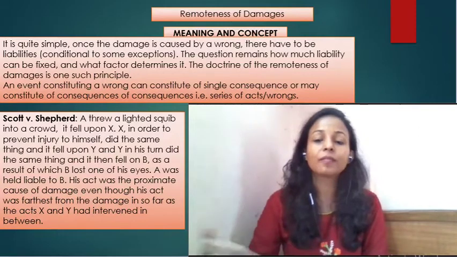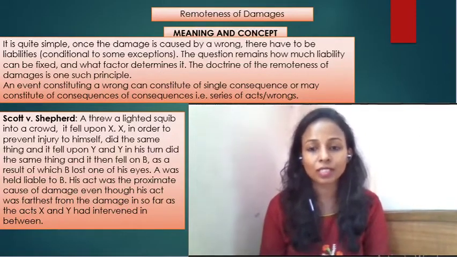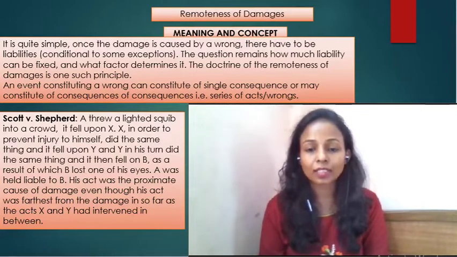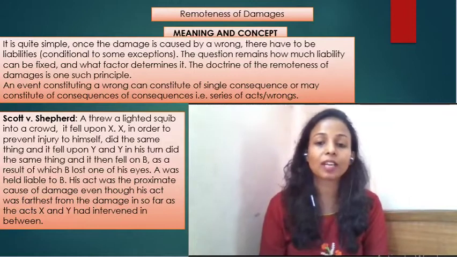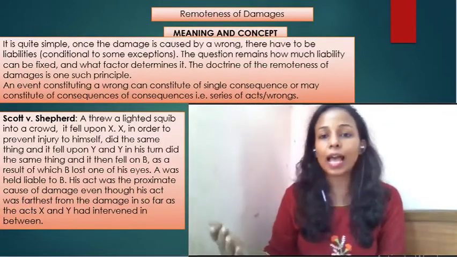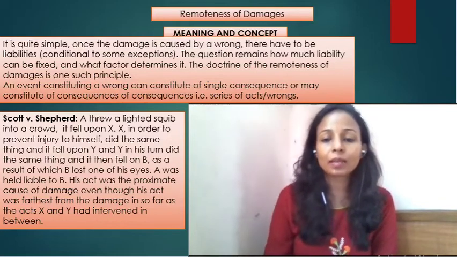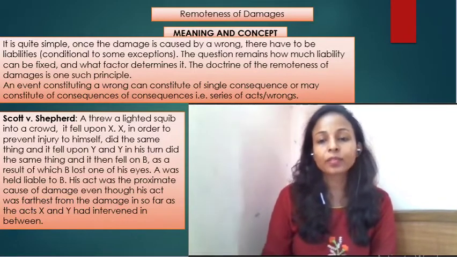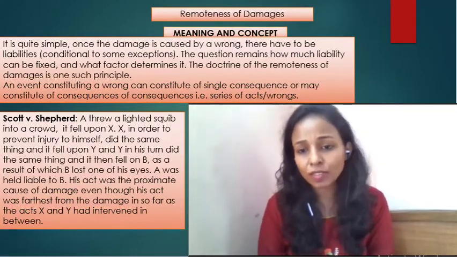For example, there are a number of transactions or a series of consequences of that act or that damage, then how much liability can be imposed? For example, there are a number of series of acts or wrongs done by one person, then how much liability can be imposed on that person? You can understand this by the case Scott versus Shepherd.